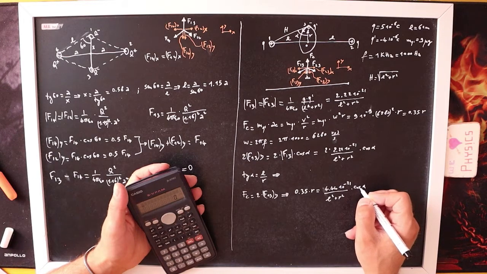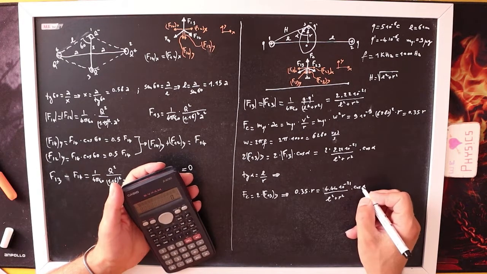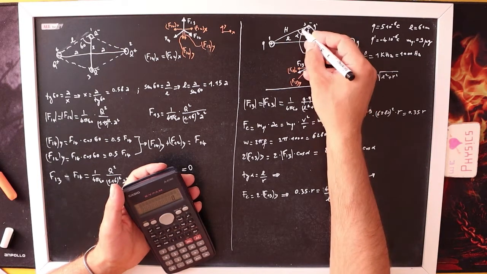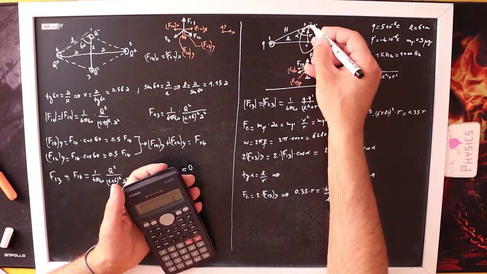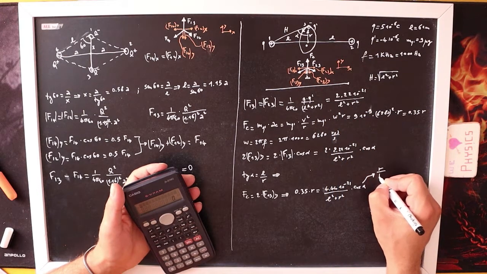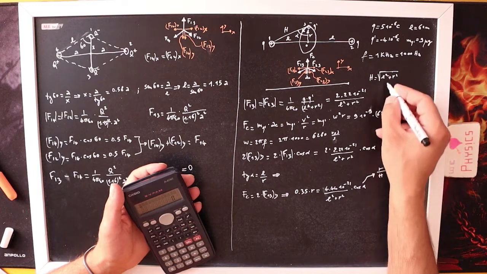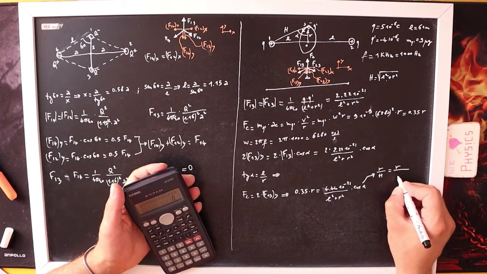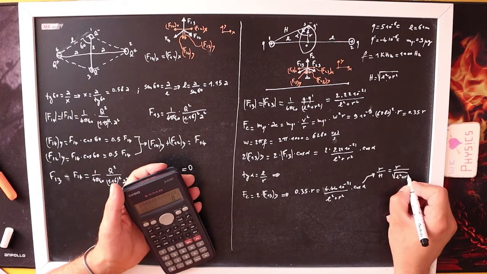Okay, but cosine of alpha, how much is it? Cosine of alpha here, cosine of this angle, it's R divided by H. So it's R divided by H. But how much is H? Is this. So this is R divided by square root L square plus R square.